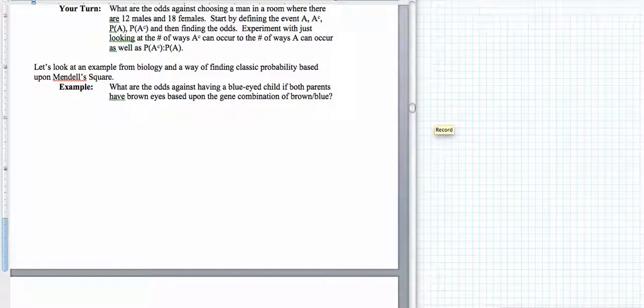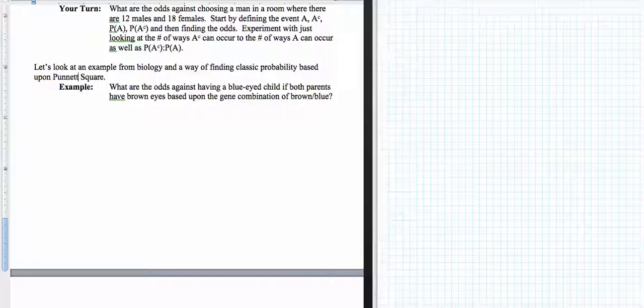Alright, so we left off in that last little video about looking at odds against something. So I'm going to skip the your turn problem at the very beginning here. I'm going to let you do that after we finish the last example here. And this one, these used to be called Mendel's squares, but now they are more likely to be called something called a Punnett square. And the Punnett square is the same thing as Mendel's square.